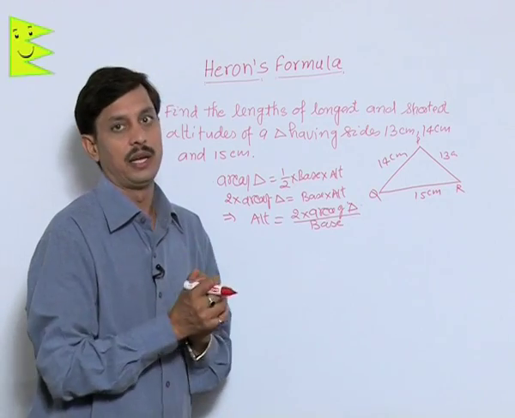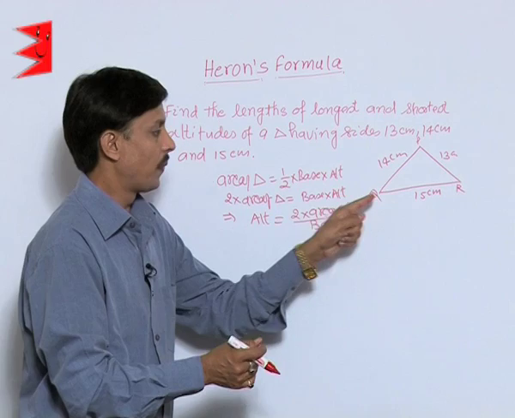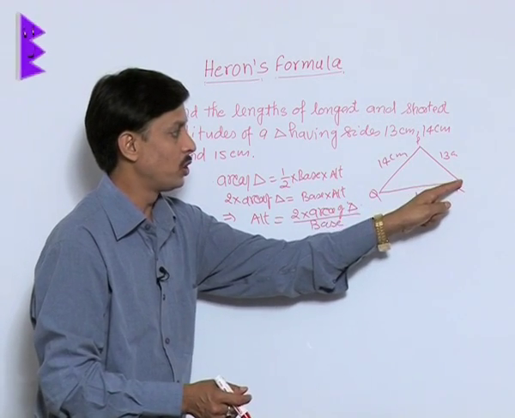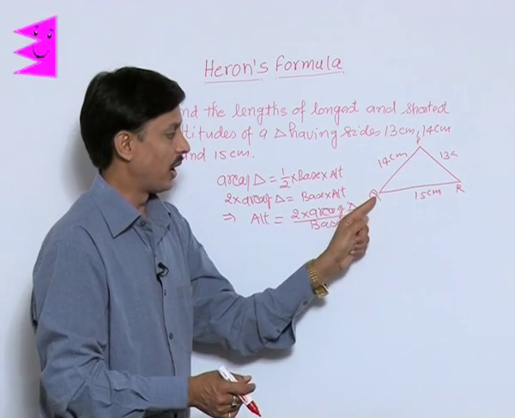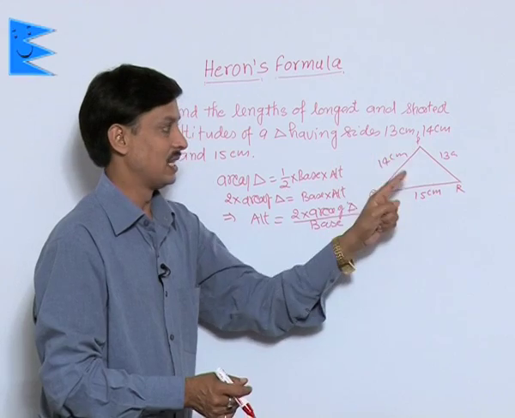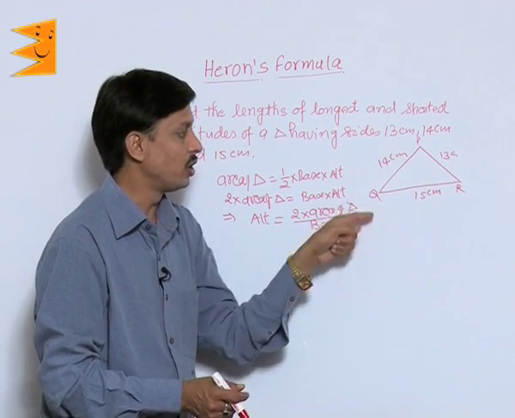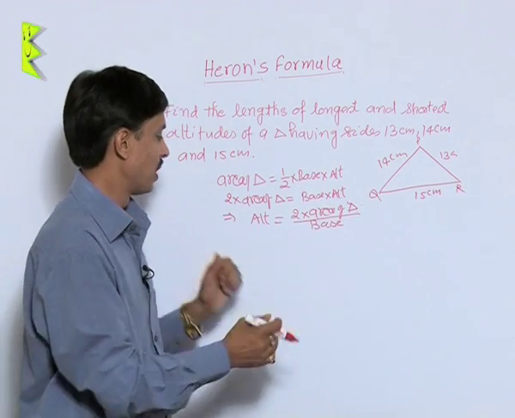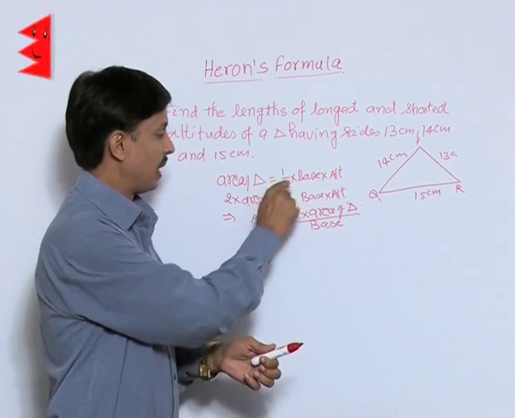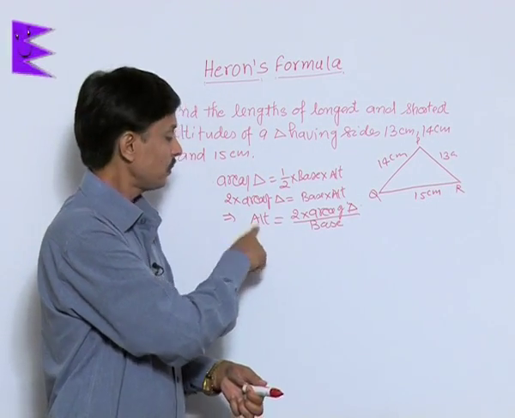In fact, in a triangle, any of the sides can be considered as the base. If I take PQ as the base, then the altitude will be from R. If I take QR as the base, the altitude will be from P. If I take this side PR as the base, then the altitude will be from Q. So with the help of the basic area formula, I told you how to find the altitude.